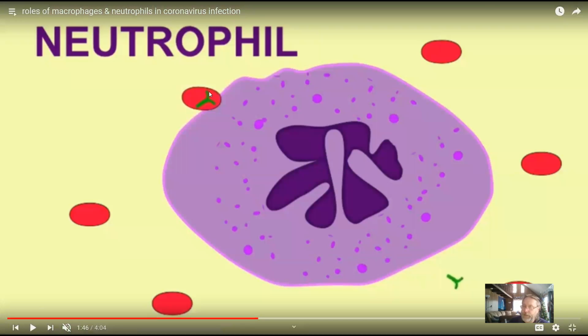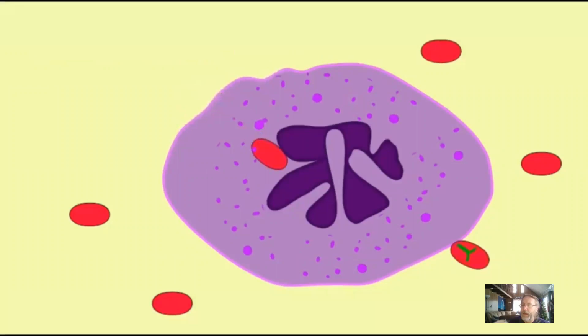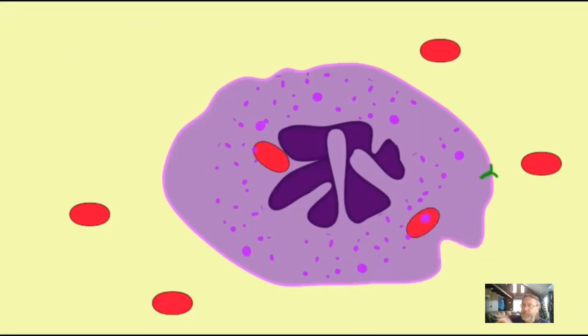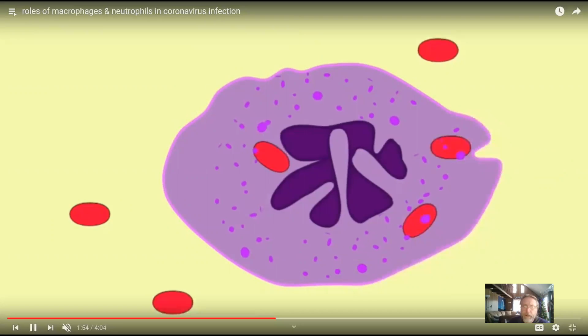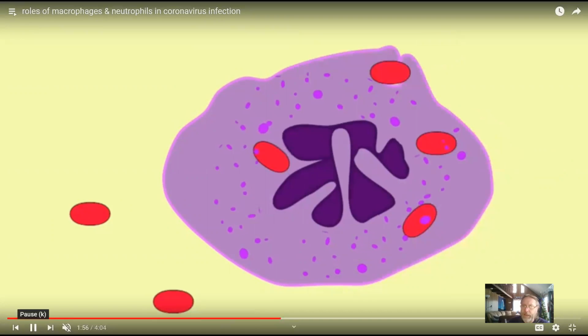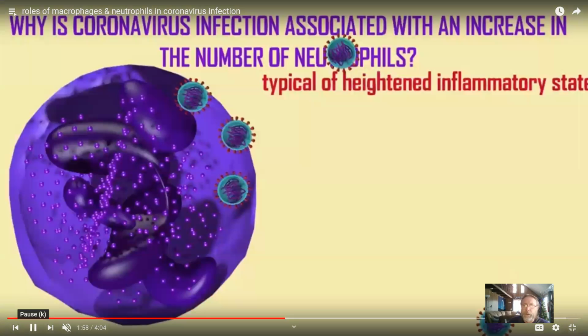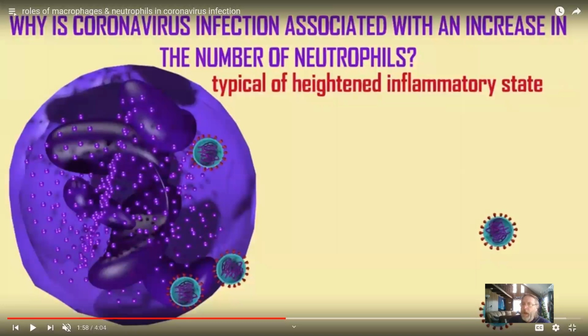Actually, there's a name for this. When antibodies stick to something and this encourages white blood cells to perform phagocytosis, that is what is known as opsonization. So that is one of the ways antibodies work. They act as opsonins, which help the phagocytes recognize and ingest those. So neutrophils do that.